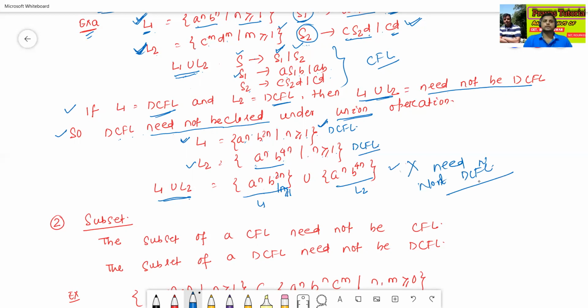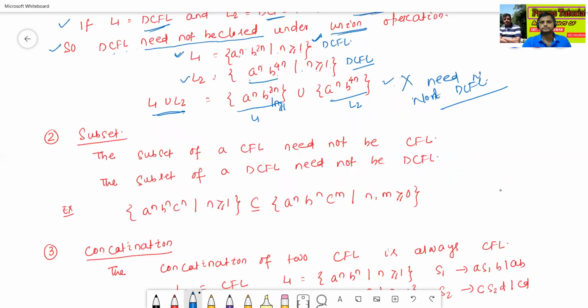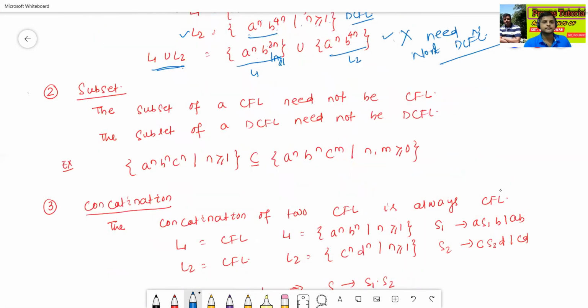Now we'll see the next closure property of CFL and DCFL, which is the subset operation. The subset of a CFL language need not be CFL, and the subset of a DCFL need not be DCFL. That means the subset of a CFL or DCFL language need not be CFL or DCFL.